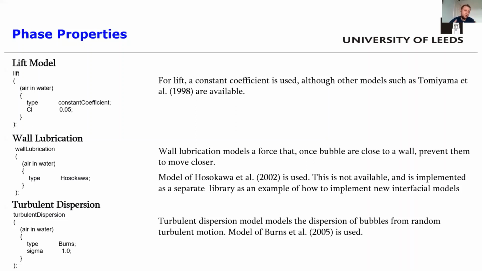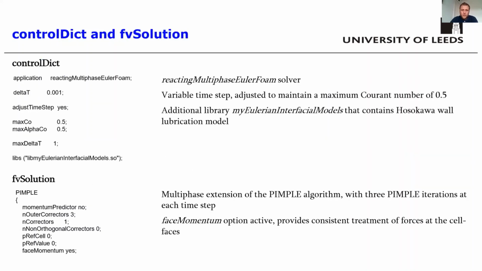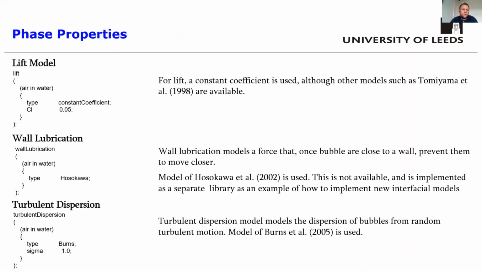Then we had another force, which is turbulent dispersion, that essentially models the effect of turbulence on the bubbles. Turbulence will randomly mix those bubbles, and this effect is taken into account by the turbulent dispersion force, and we select the model of Burns. Those are essentially all the forces we consider at the interface.